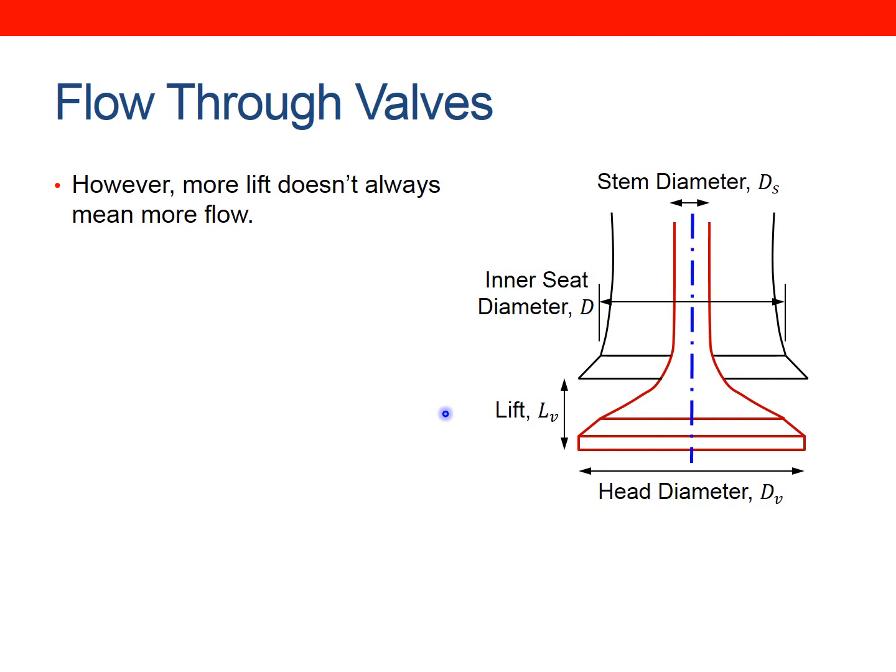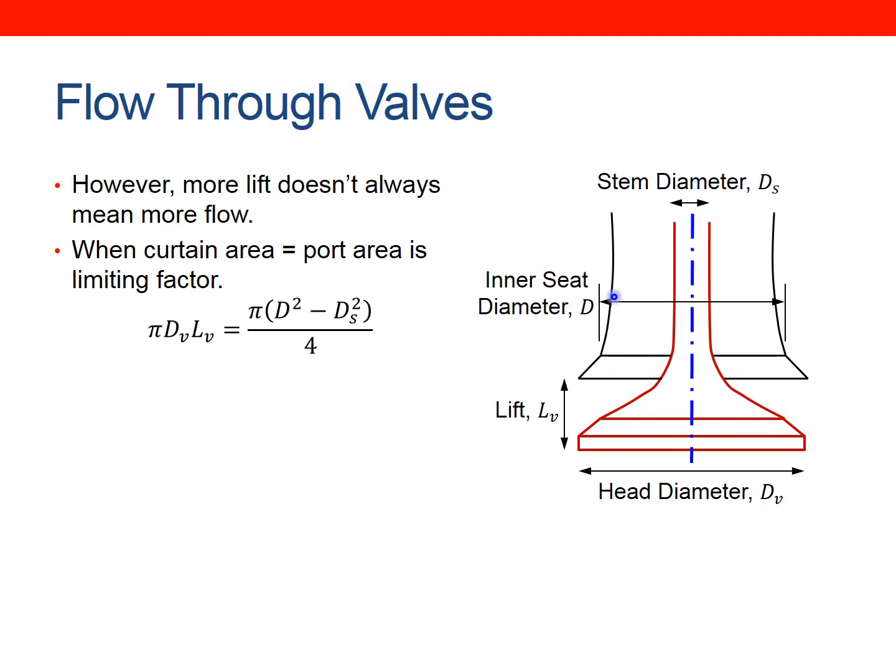It depends on which area we use, because lifting the valve doesn't always give us more flow. Eventually the area of the curtain will be greater than the cross-sectional area of this pipe, and then that will be the limiting value. So as I say, when the curtain area is equal to the port area, then this is a limiting factor. If we equate those, so say the curtain area is equal to the port area, then if we rearrange that, we can work out what the lift will be when this condition is met.